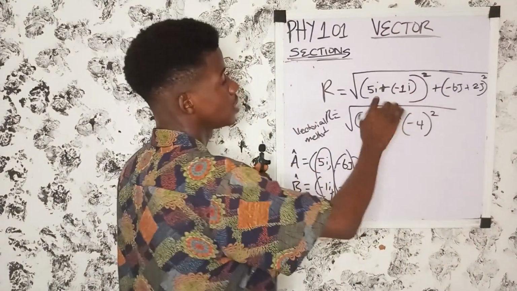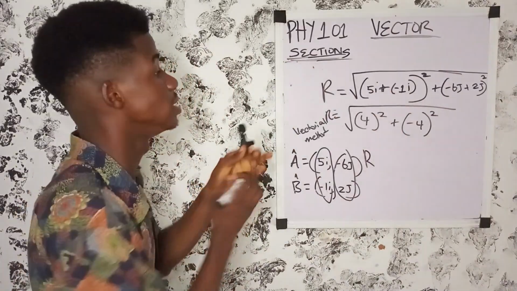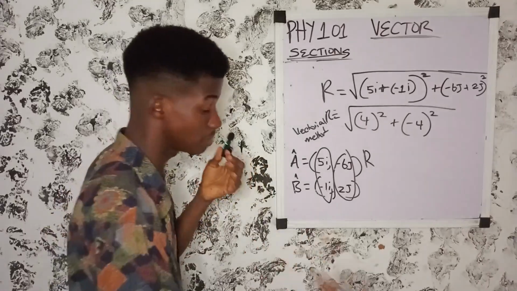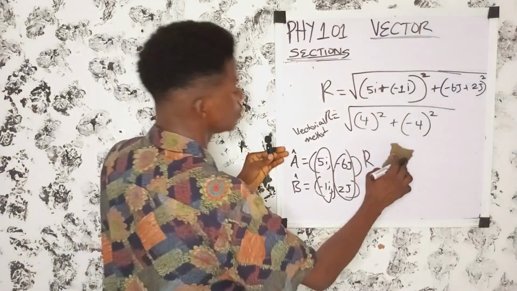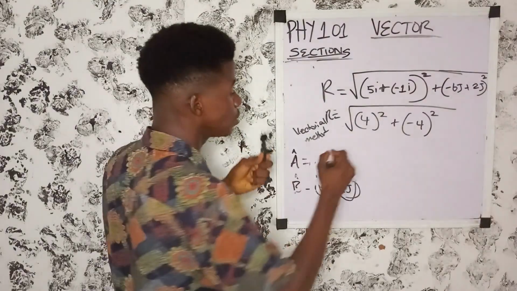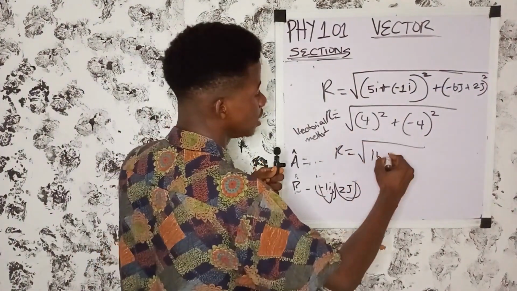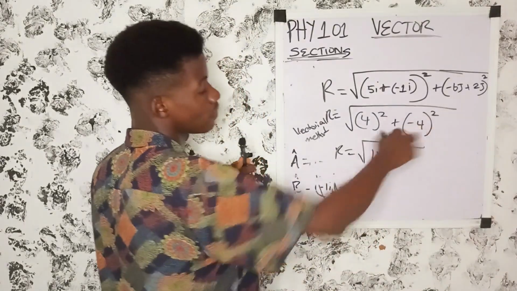You can just abandon the symbol, that is the I. You can abandon them, okay? It's not important anymore, okay? So R equals the square of 4, which is 16. Then plus, what about the square of minus 4?